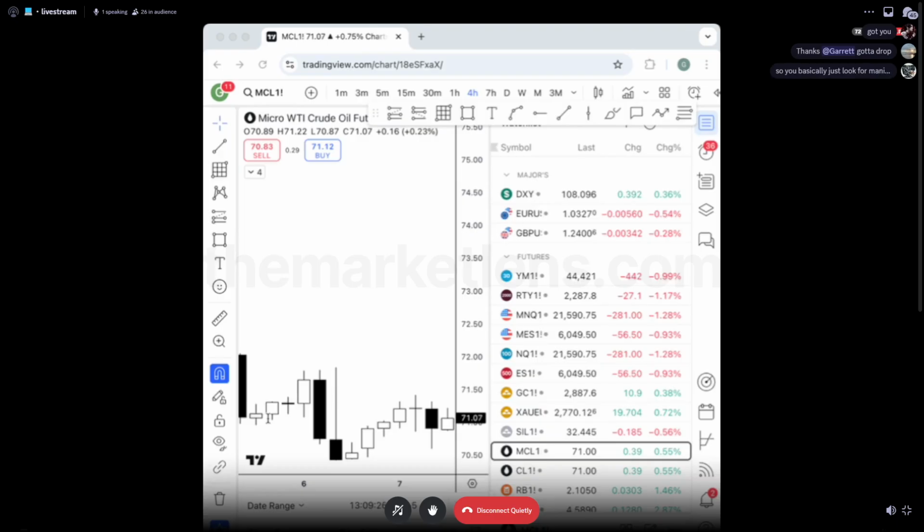I just wanted to cover some trades I took with the model. We're still working on the course, and you basically just look for manipulation that lines up with your daily flow. Yeah, that's the ideal profile.